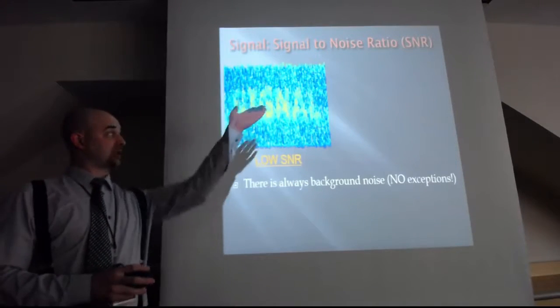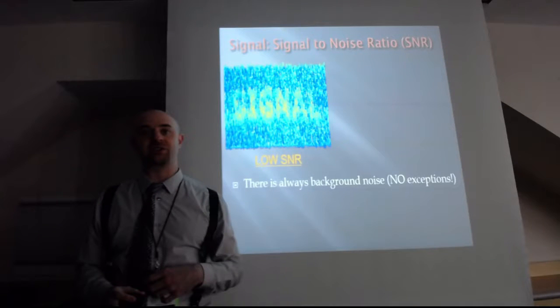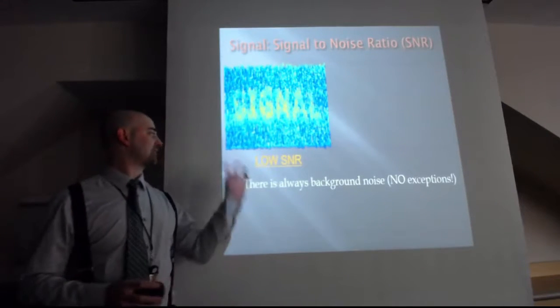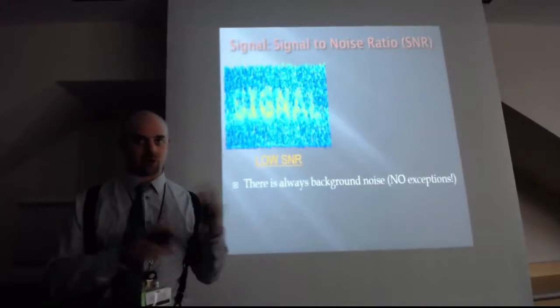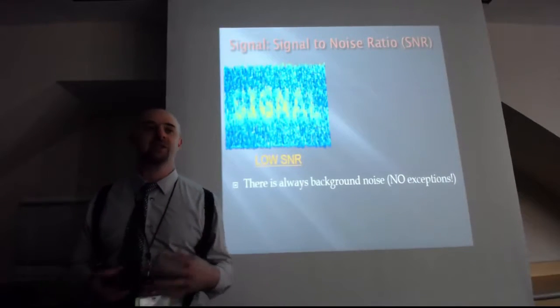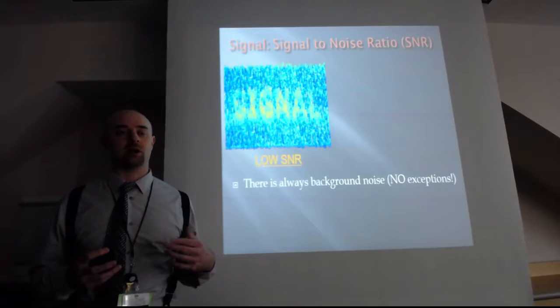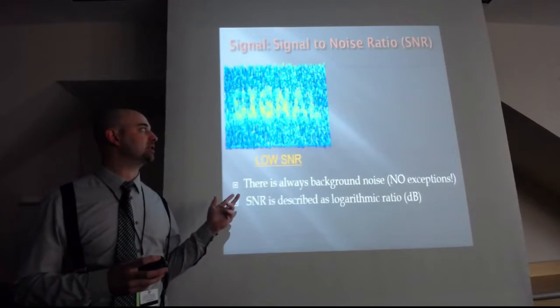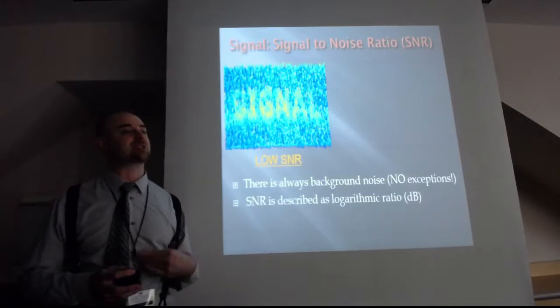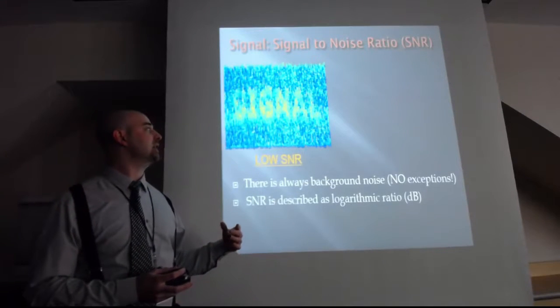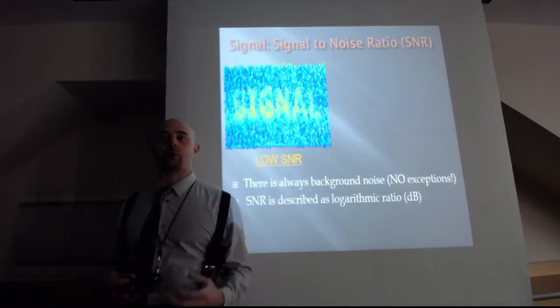There's actually some really nice images that I pulled off the internet. I can't take credit for them, but this is an example of a low SNR image. There's always background noise in anything that we would otherwise image. It's just a matter of how much there is relative to the signal. Absolute noise doesn't even necessarily matter as much as it is a logarithmic ratio.